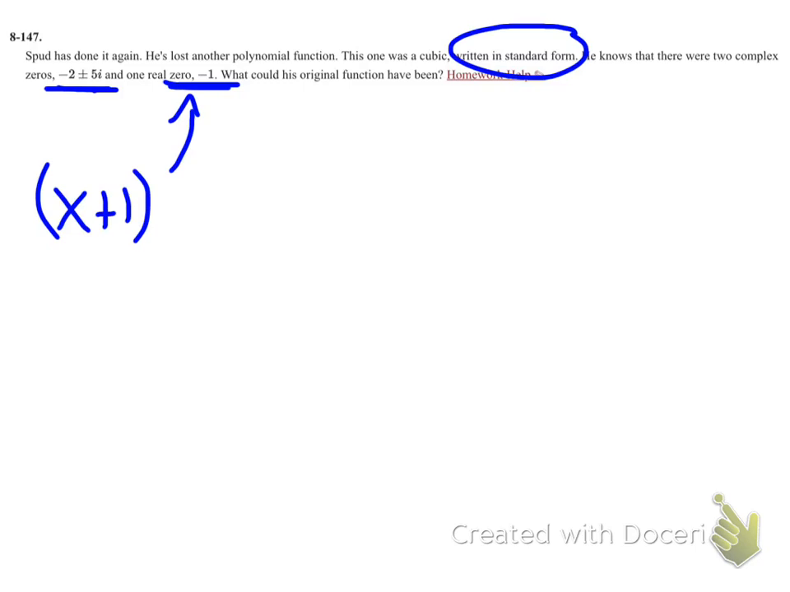Now I need to work with the other one. So -2 plus or minus 5i. If that is a 0, that means that x equals that. Those are our roots. So I'm going to go through and work backwards. We learned a couple different methods of doing this. I'm going to do the working backwards method. I'm going to pick just one of these, not both. So I'm going to pick just the positive, and I'm going to get rid of the -1.